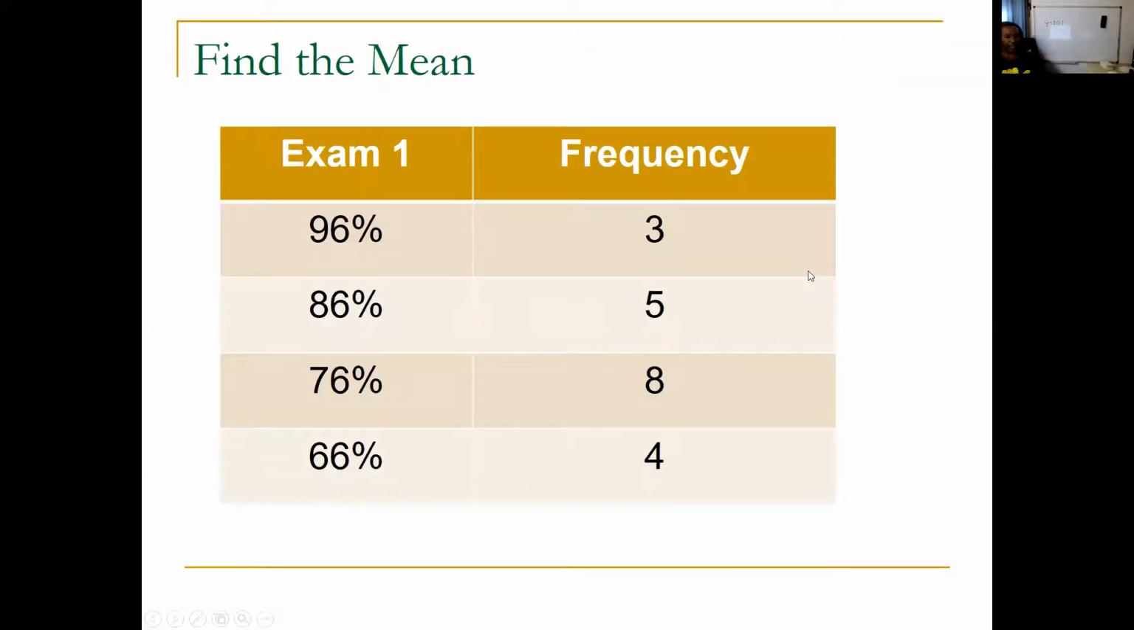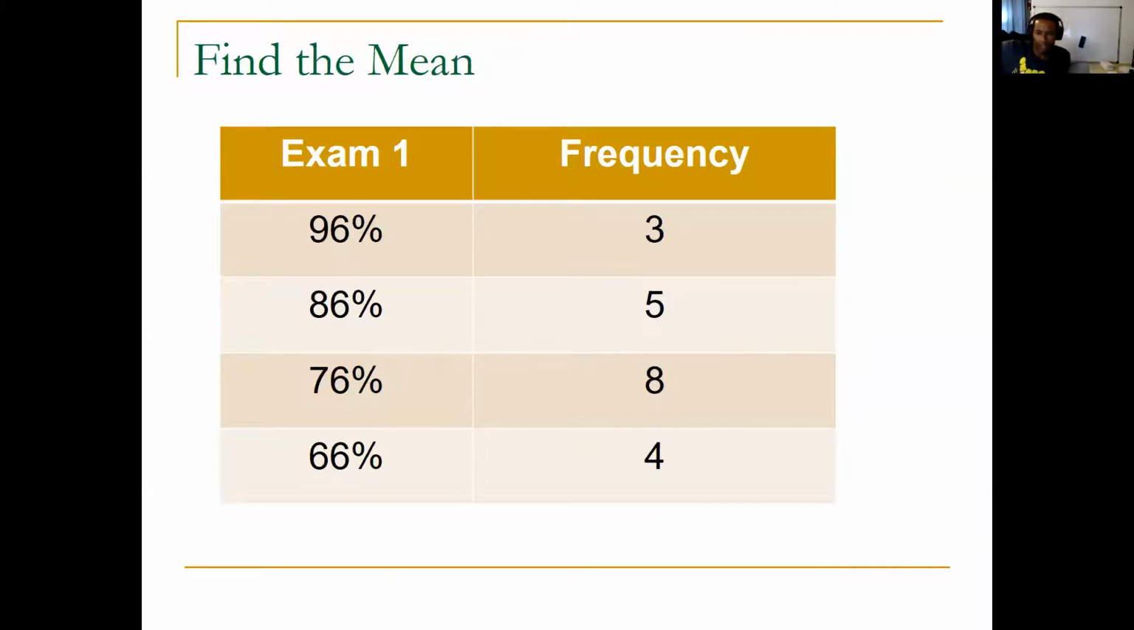Okay, so let's just say that I gave an exam. How many people took the exam? 3 people got 96, 5 got 86, 8 got 76, and 4 got 66. So I got 3, 8, 16, 20 people took the exam. My n is equal to 20. Let's make that clear. My n is equal to 20 because I'm looking at a frequency distribution.